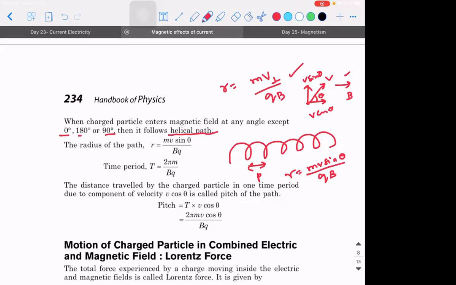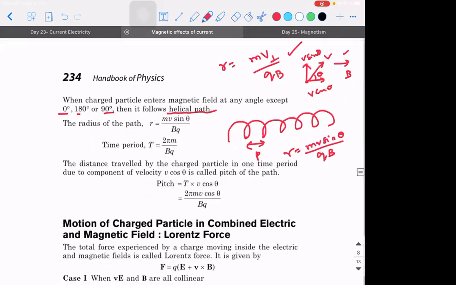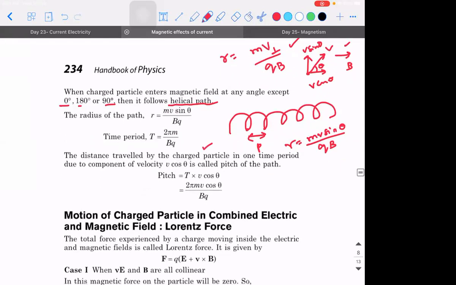Whereas there is a concept called pitch. What is pitch? It is the distance traveled by the charged particle in one time period. The distance is traveled in the direction of the magnetic field due to the component v cos theta. So v cos theta multiplied with time will give you the distance, and this distance is technically called pitch, which is given by the formula 2 pi m v cos theta divided by qB. Okay, now watch.